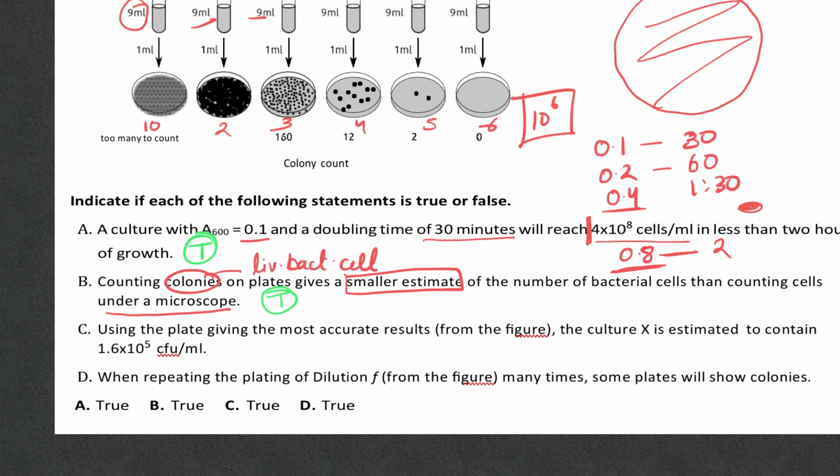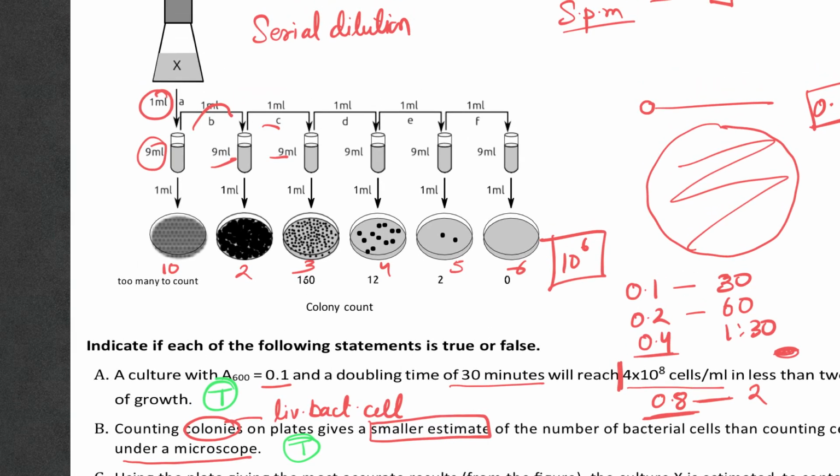Third question: using the plate giving the most accurate results from the figure, the culture X is estimated to contain 1.6 times 10 to the power 5 CFU per ml. Now first you have to figure out which of the following will give you the most accurate results. So these are the plates.